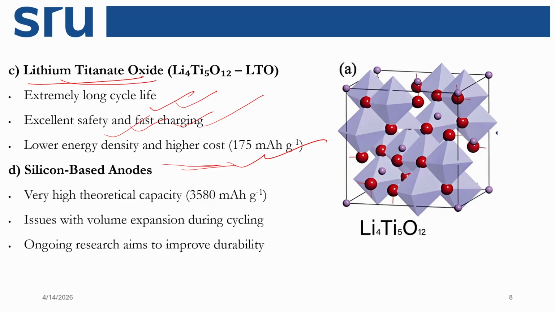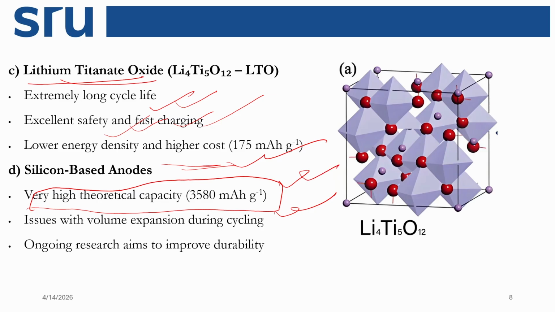Silicon based anode is also being used. The reason everybody is focusing on silicon is that its theoretical capacity is 3580 milliampere hour per gram. If you compare this with graphite or hard carbon, which is close to 275 or 300 milliampere hour per gram, this compound is 10 times higher. This is the good advantage of using the silicon based anode material.